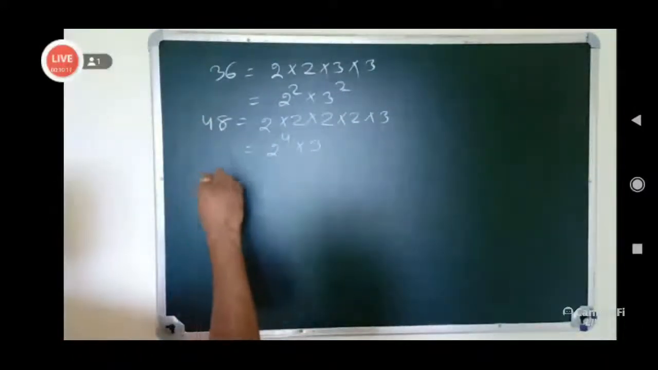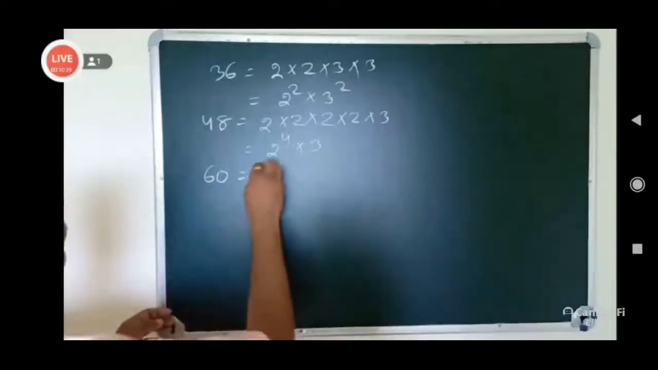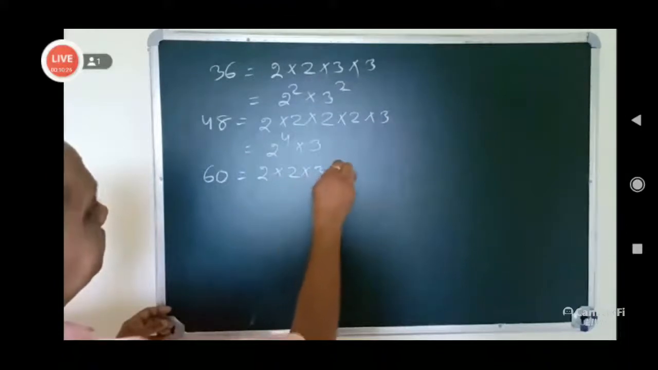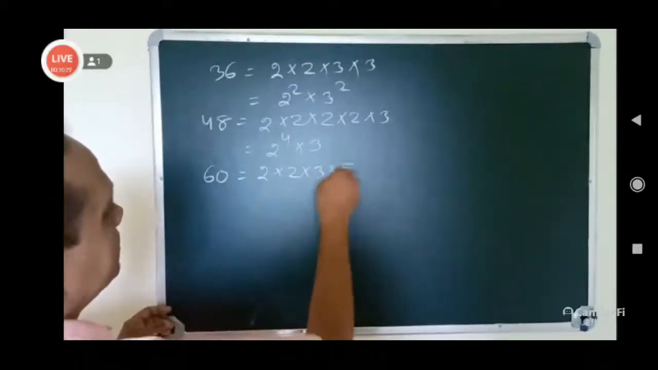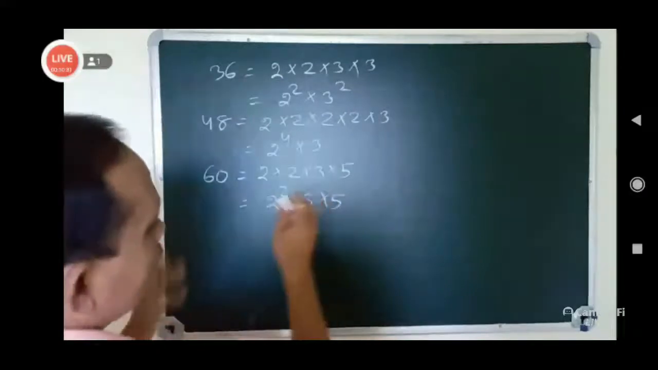Suppose another number, 60. 2 twos are 4, 4 threes are 12, 12 fives are 60. So 60 equals 2 square into 3 into 5, and so on.